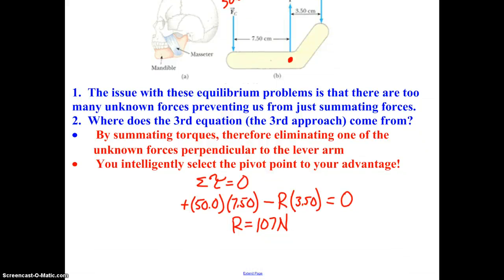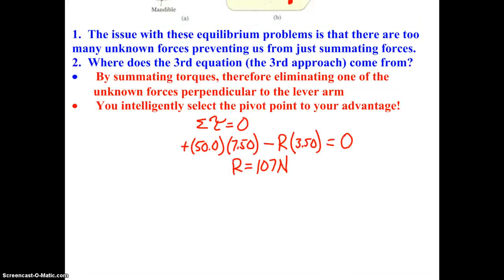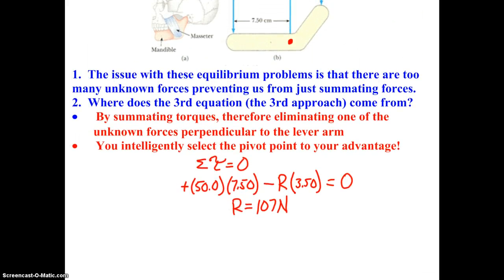All right, now we can proceed with the rest of the calculation, and we're going to do a sigma F in the y direction, which is 0. We have T up minus the 50 newtons down minus the 107 newtons we just calculated down equals 0. So T is equal to 157 newtons.